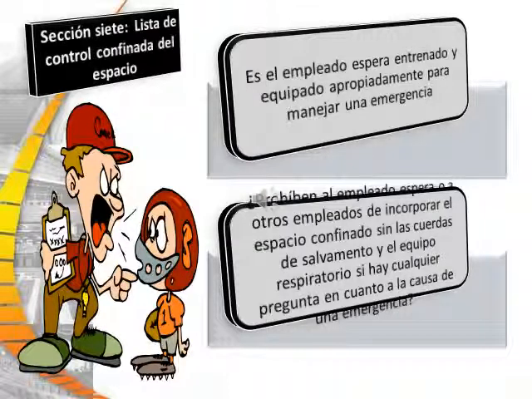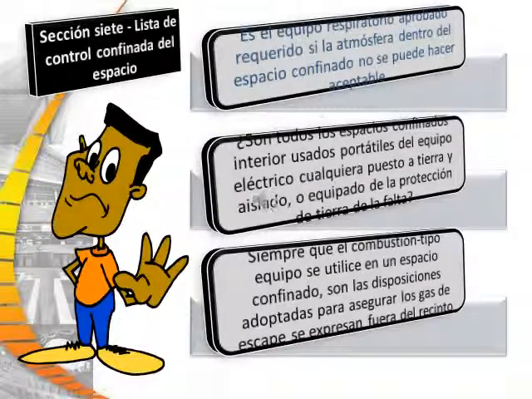Is a standby employee appropriately trained and equipped to handle an emergency? Are the standby employee or other employees prohibited from entering the confined space without lifelines and respiratory equipment, if there's any question as to the cause of the emergency? Is approved respiratory equipment required if the atmosphere inside the confined space cannot be made acceptable? Is all the portable electrical equipment used inside the confined space either grounded or insulated, or equipped with a ground fault protection? Whenever combustion type equipment is used in a confined space, are provisions made to ensure exhaust gases are vented to the outside of the enclosure?